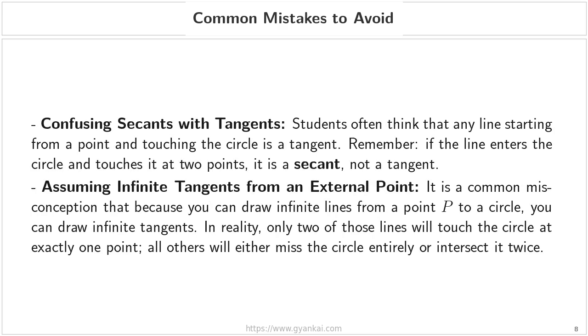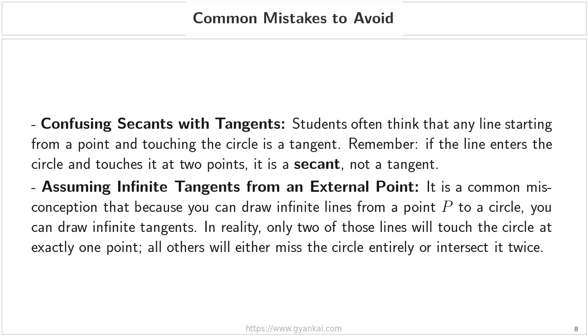Second, there is a common misconception regarding points located outside the circle. Because we know that from an external point, labeled as point P, we can draw an infinite number of lines that pass through or near the circle. Some students mistakenly assume there must be an infinite number of tangents. But remember our discussion from slide 4.